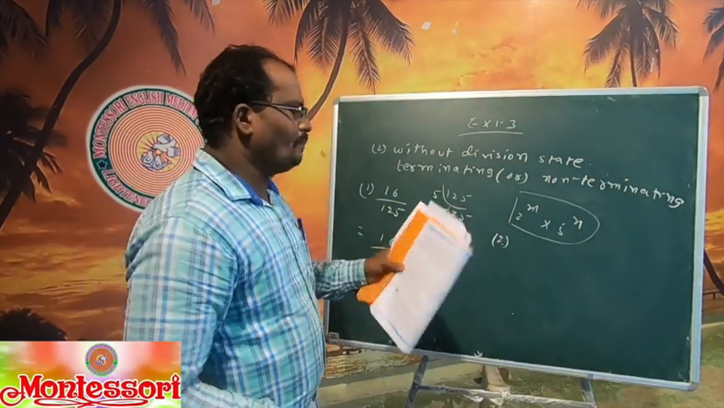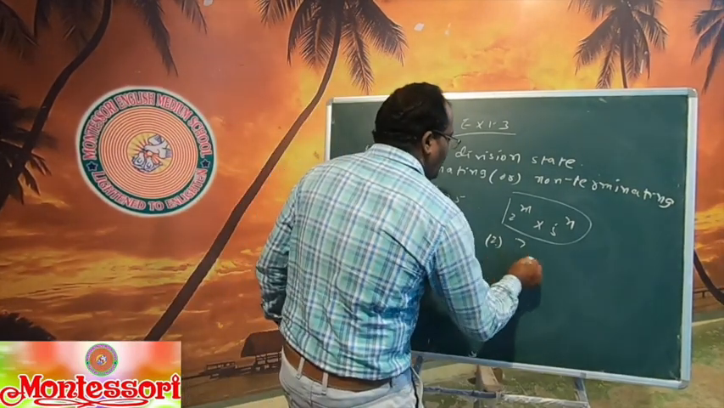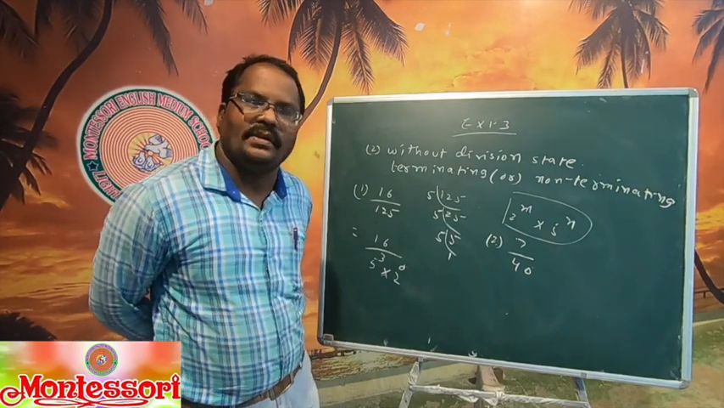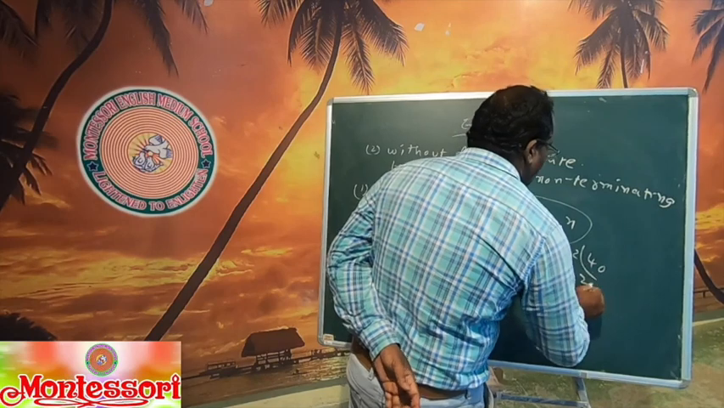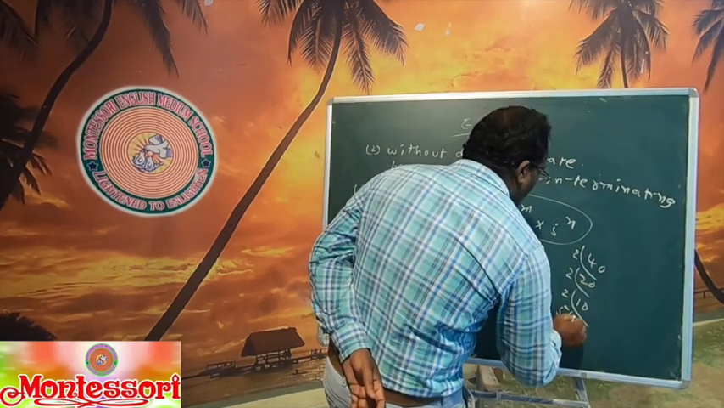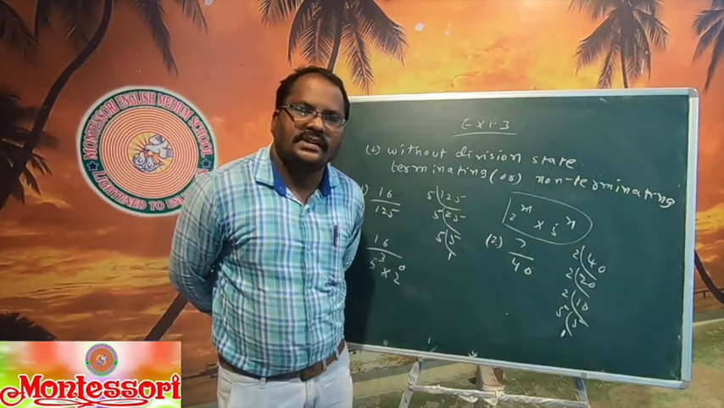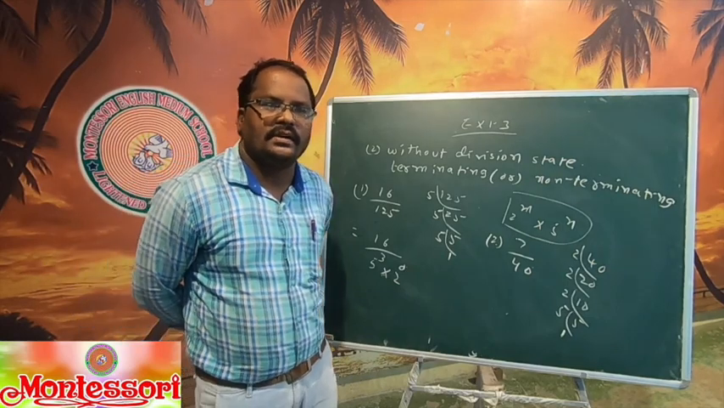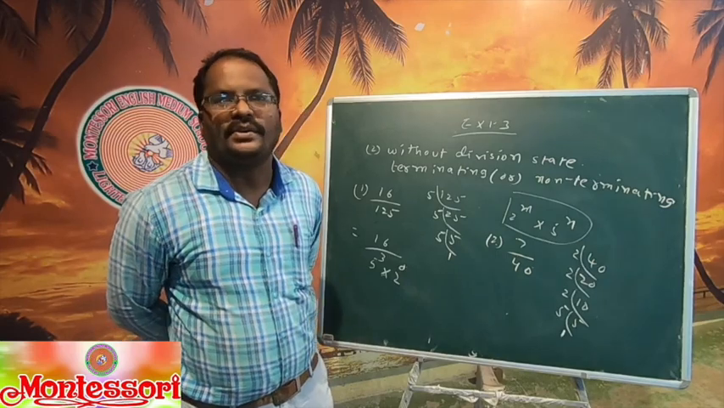One more question you see here, for example 7/40. Which question is given here? 7/40. Take the factors of 40: 2 times 20, 2 times 10, 2 times 5, and 5 times 1. First of all, one fraction is given. The denominator you should observe. Whatever the numerator, there is no problem. We have to find the factors of the denominator by using the prime factorization method.